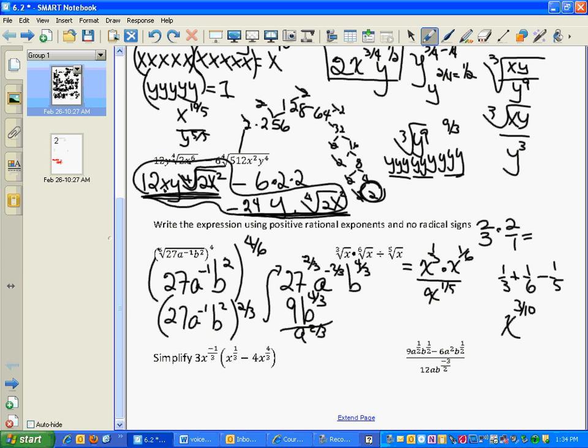Well, this is going to be x to the 3/6. Who gave me 2/9? Common denominators when you add your fractions. So 1/3 and 1/6 is 3/6. And 3/6 minus 1/5 will be 3/10. Really? Yeah.